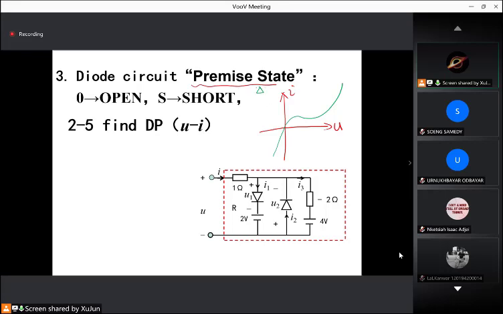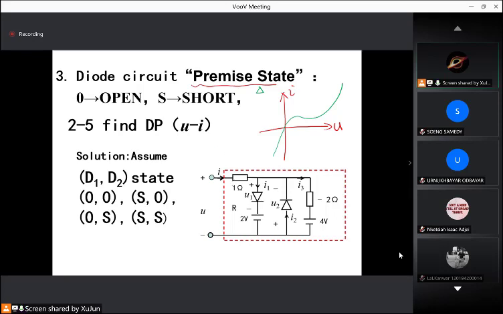What does this mean? We can assume the 2 diodes are all open. Diode 1 open, diode 2 open. And then we assume the diode 1 short, diode 2 open. And then diode 1 open, diode 2 short. And all these diodes short. So for the 2 diodes, there will be 4 kinds. For the 3 diodes, there will be 8 different circuits.